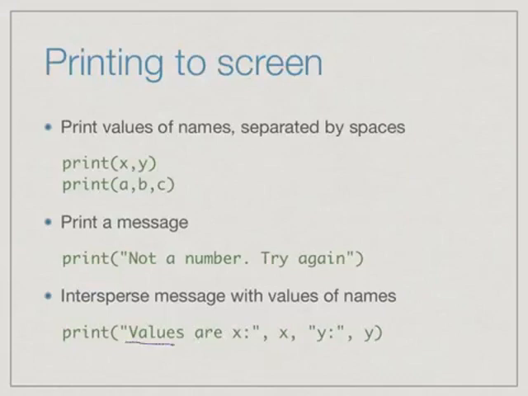So the first thing it prints is a message saying the values are x colon. So this will print x colon and leave a space. Then it will print the current value of x. Then it will print y colon after a space. And then it will print the current value of y. So we can intersperse messages with values, with names, to produce meaningful output that is more readable.